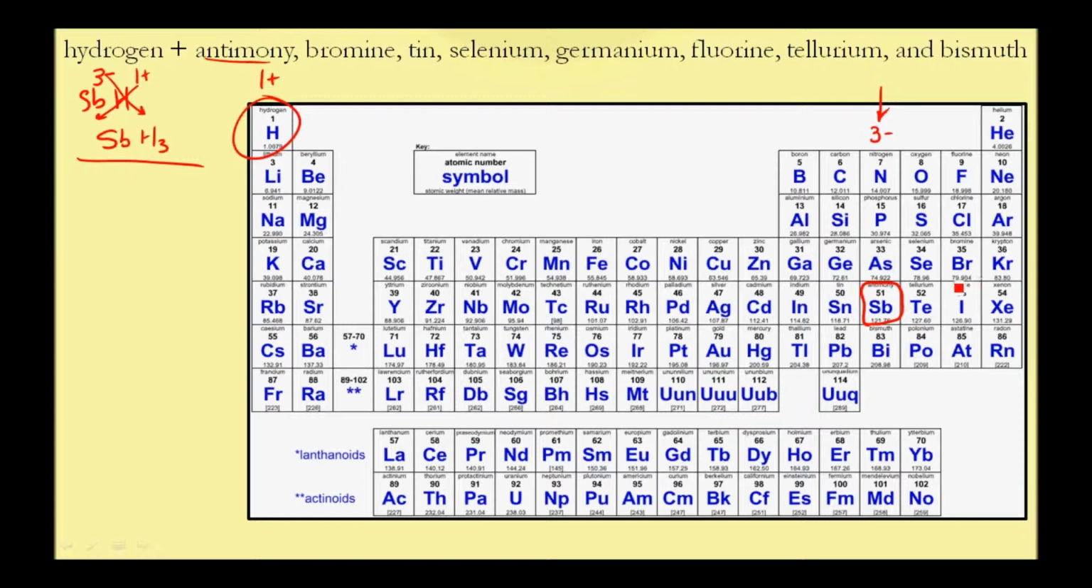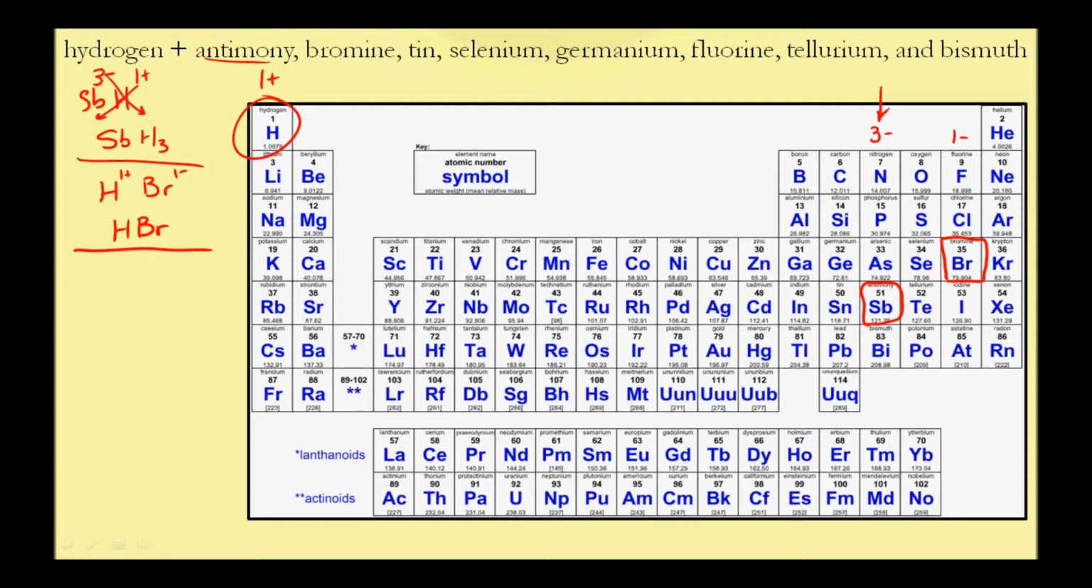Now bromine, Br. So with bromine, we recognize this column as 1-. So H 1+, Br 1-, simply HBr.